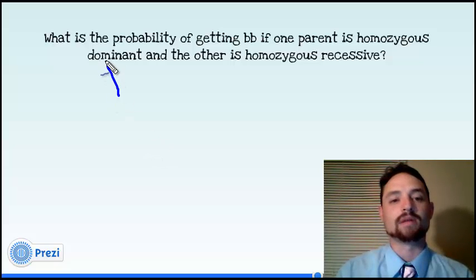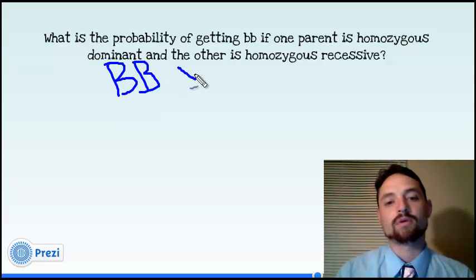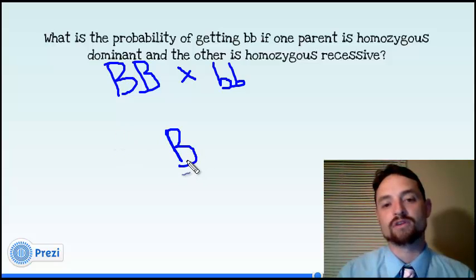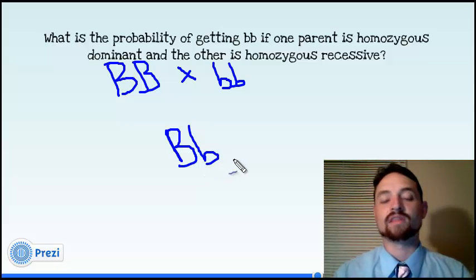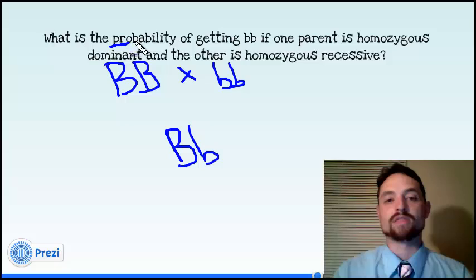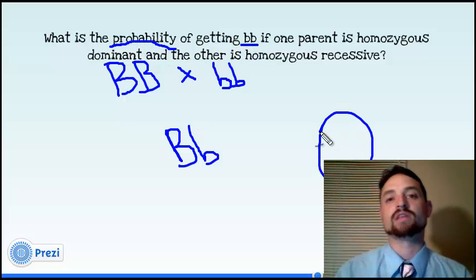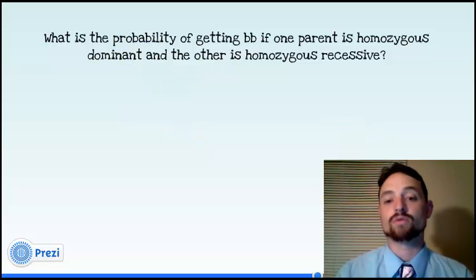So homozygous dominant, big B big B, and we're crossing that with a homozygous recessive, little b, little b. So when we do the Punnett square, what we're going to end up with is all of our individuals are going to be big B, little b. And you can do the Punnett square and see that I'm right there. So if we look at the probability of getting big B, big B, it would be 0. And in genetics, that's an okay answer to give. Some people shy away from that. It's okay to give the answer of 0. Just make sure that that is the correct answer.